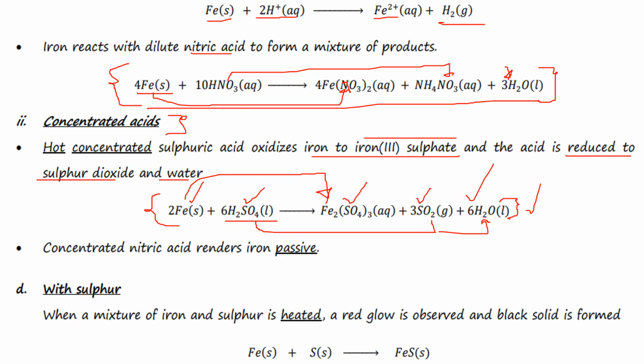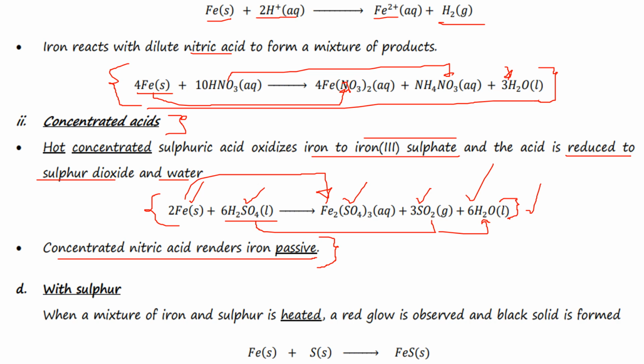Now with concentrated nitric acid, I want you to understand this. When nitric acid is concentrated, it's rendered passive to almost every transition element. Reason being that because of their high charge densities as ions, the majority of the transition elements render concentrated nitric acid passive.